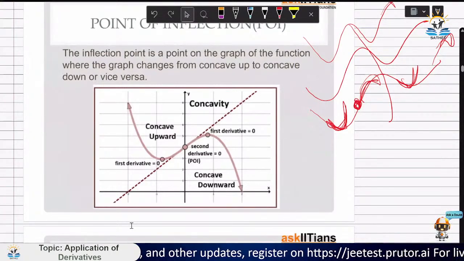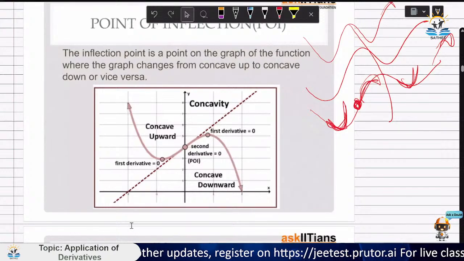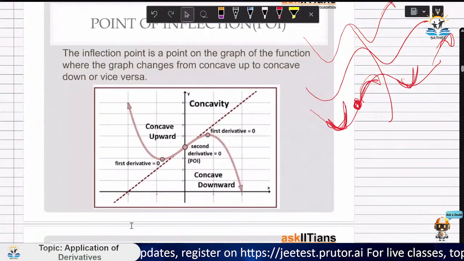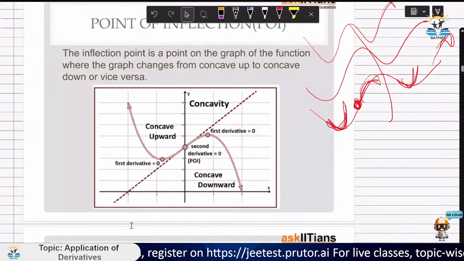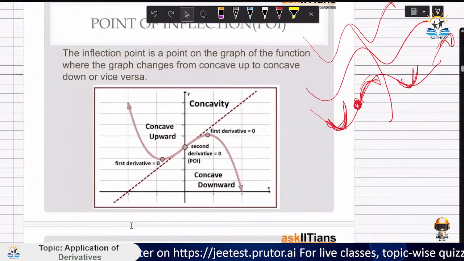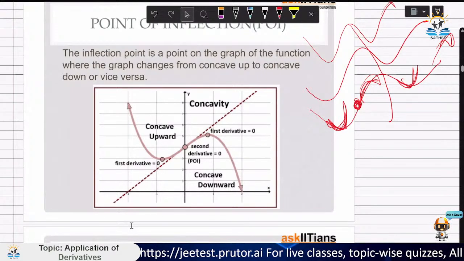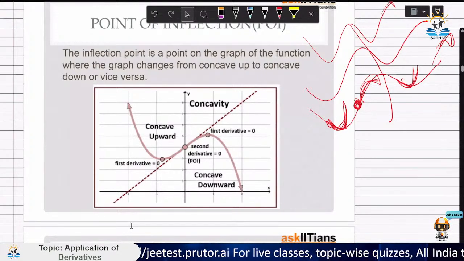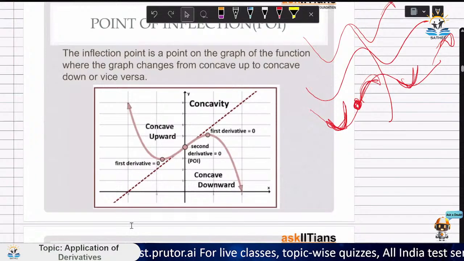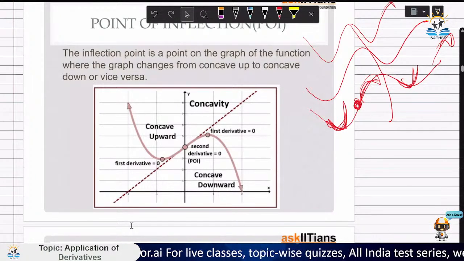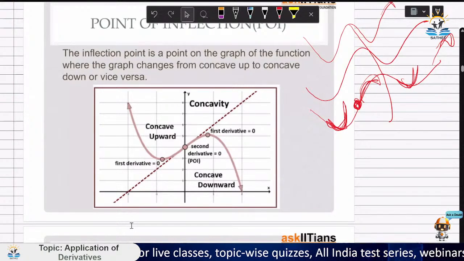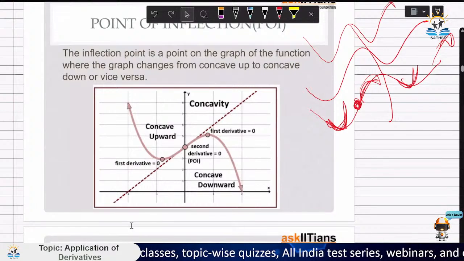So let's do some questions. These people have done some questions, so let's do some if possible. We have to find the antiderivatives of each of the following, each in terms of x. Okay, so this was easy. This is also easy. Why not?